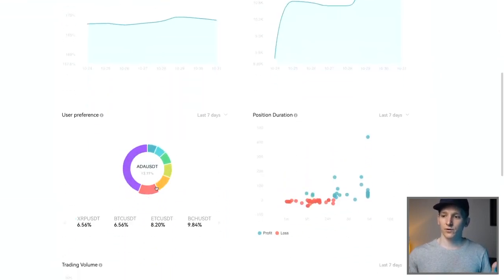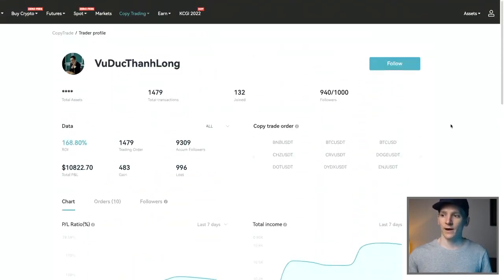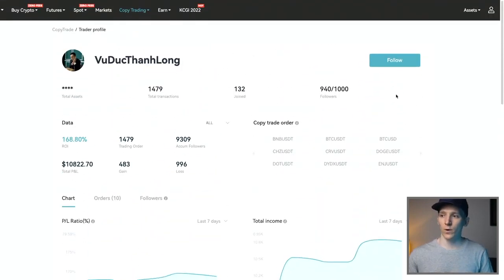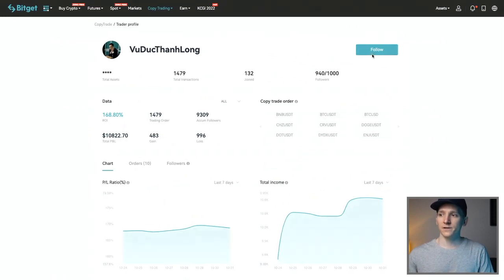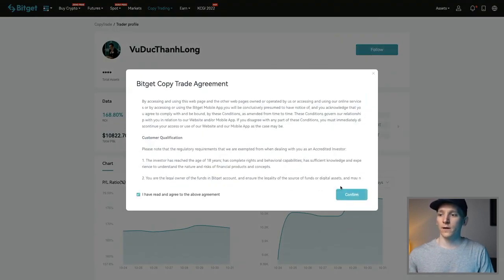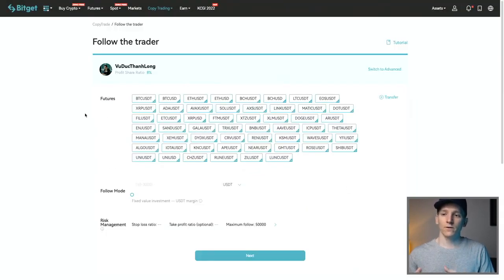These guys are kind of trading pretty much everything, right? So they're trading just different opportunities that they see over the short term, and then letting their winners run, which is obviously good, and cutting the losers quick. Now, if you want to follow, just press follow right here. You have to agree, and then you can put in a certain amount. So you can actually choose this.